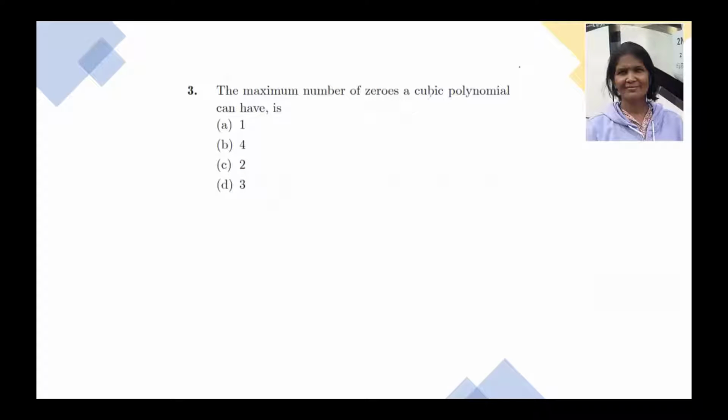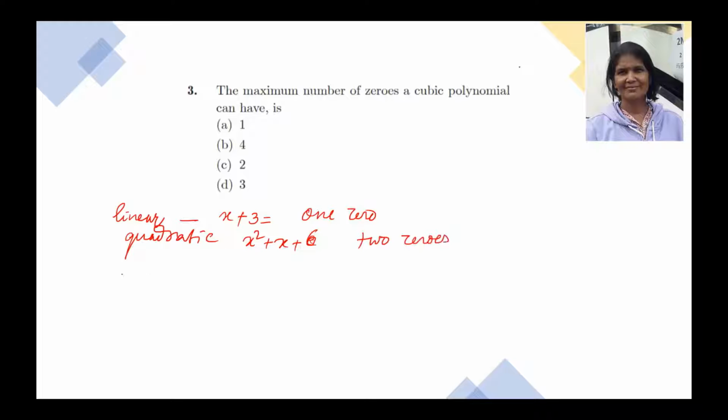Next, the maximum number of zeros a cubic polynomial can have. So if it is a linear polynomial, for example x plus 3 is equal to 0, then x plus 3 has 1 zero. If it is a quadratic, x square plus some x plus constant, then it has 2 zeros. If it is a cubic, that means the maximum power of x is 3, then it has at most 3 zeros. D is the answer.